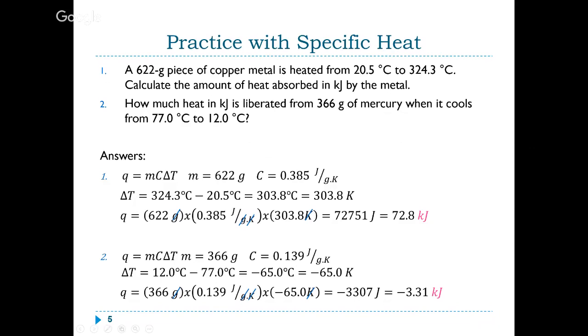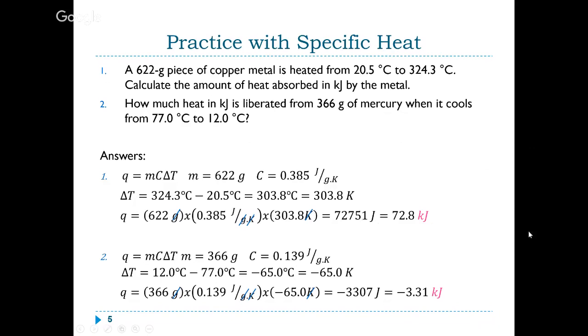So we multiply through mass times our specific heat times our temperature change. Grams cancel, Kelvin cancels. We're left with units of joules, which is energy. That's what we want. So 72,751 joules. It asks us to give this energy in kilojoules, so we simply divide by 1,000 or move the decimal point 3 places to the left. And we round for sig figs to 3, so 72.8 kilojoules of heat are absorbed to increase this temperature.